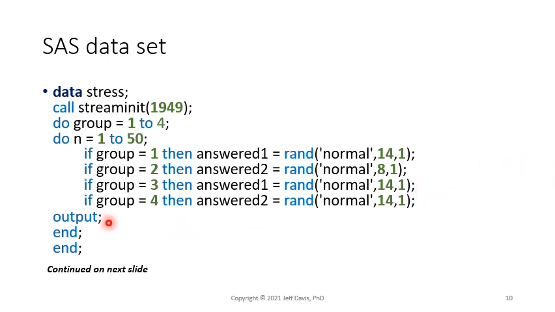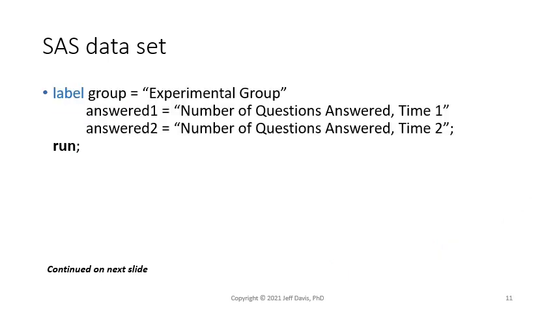All right, so then we have the output end and end. The reason we have end twice here is because we have 2 do statements, and for each do statement we need an end statement. So we have do group equal 1 to 4, and we need to tell SAS to end that one. Do n, so sample size essentially, equal 1 to 50. We need to say end there. All right, let's move on.